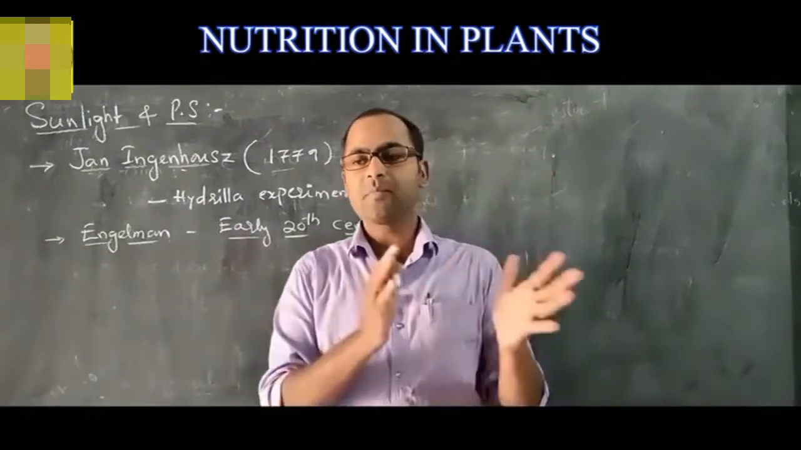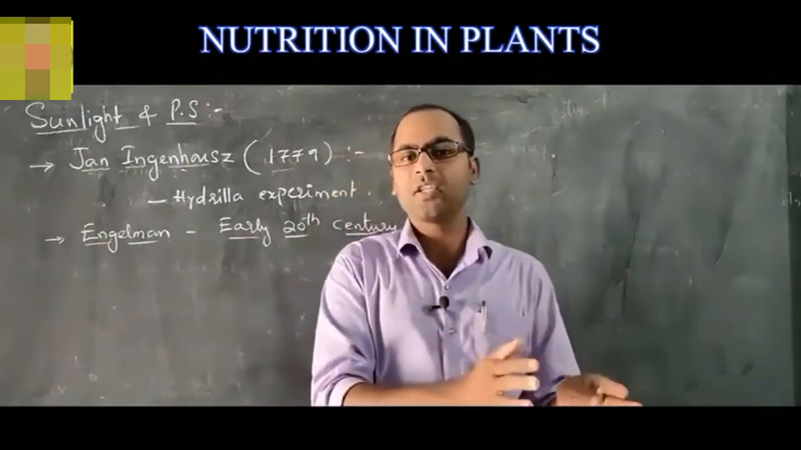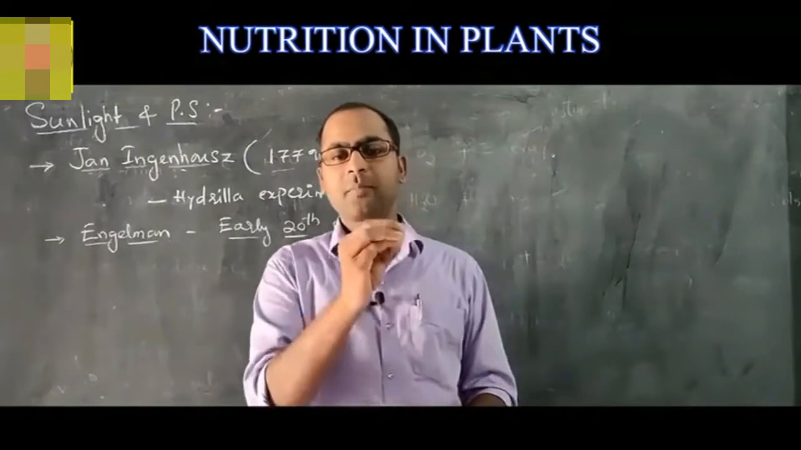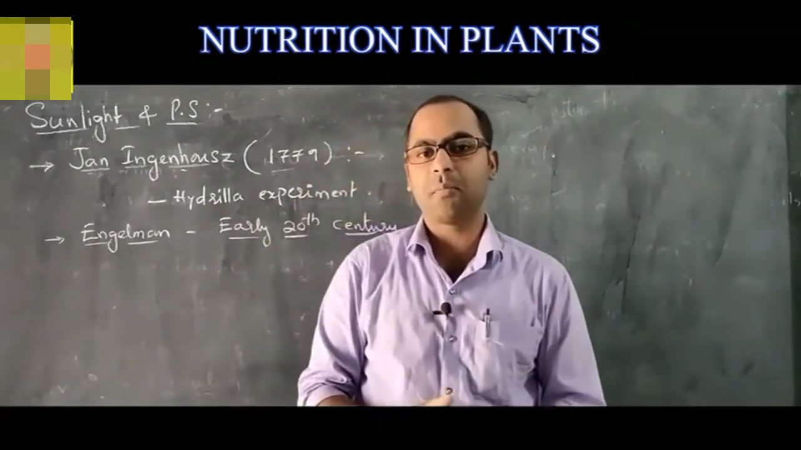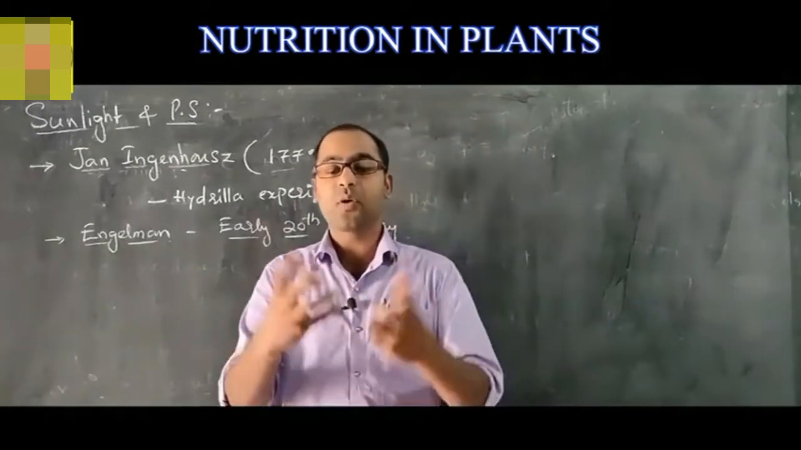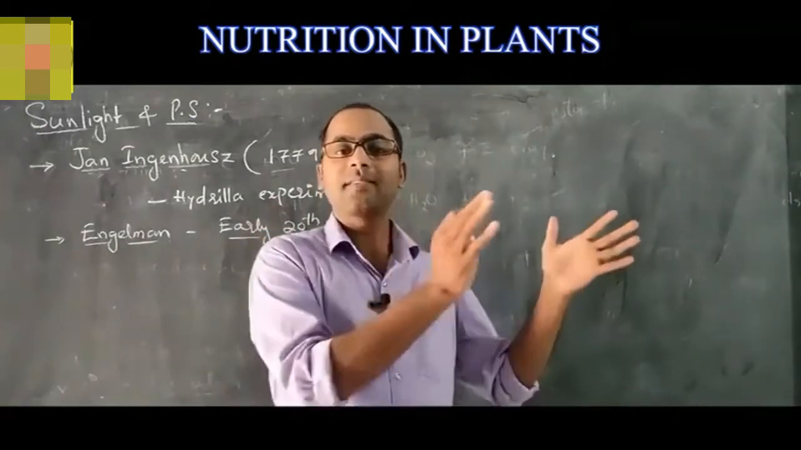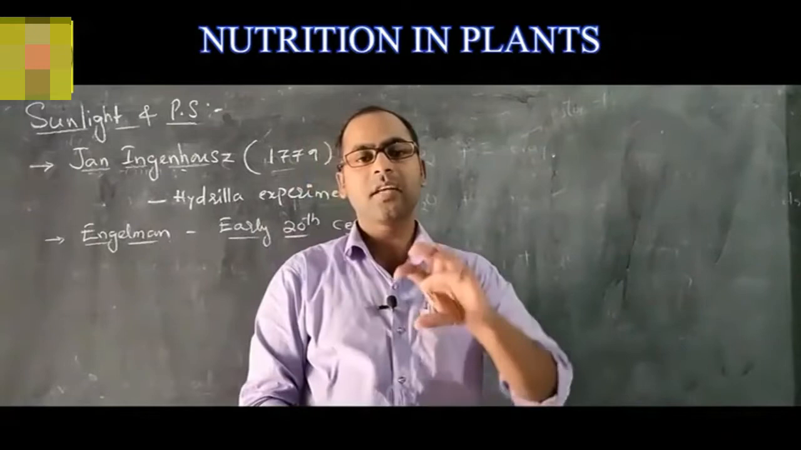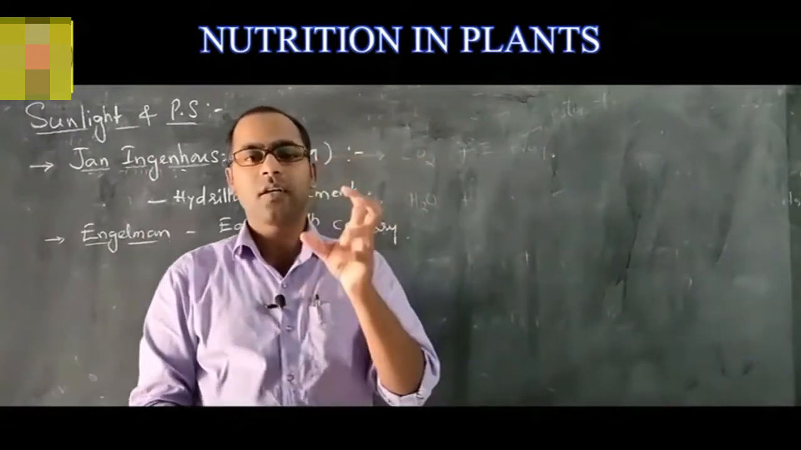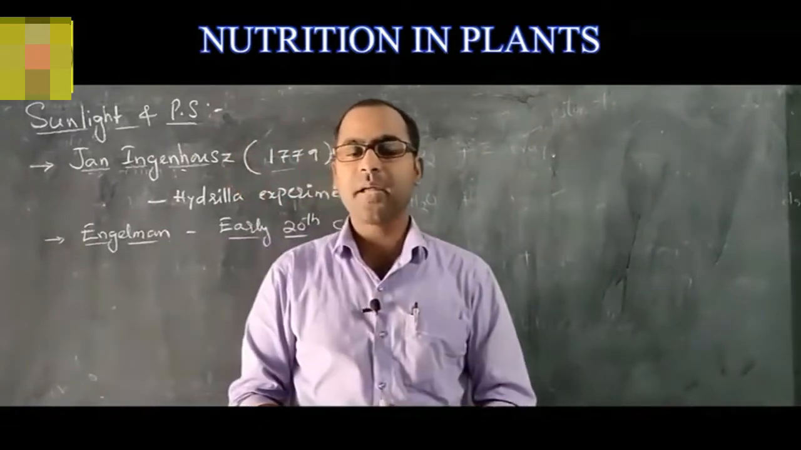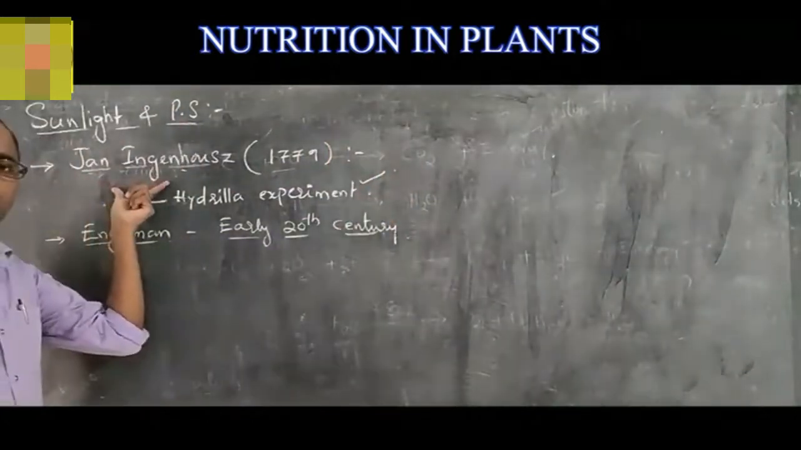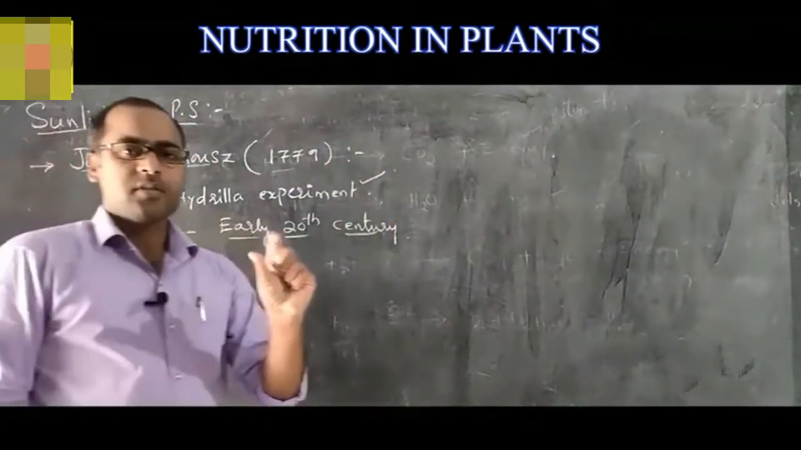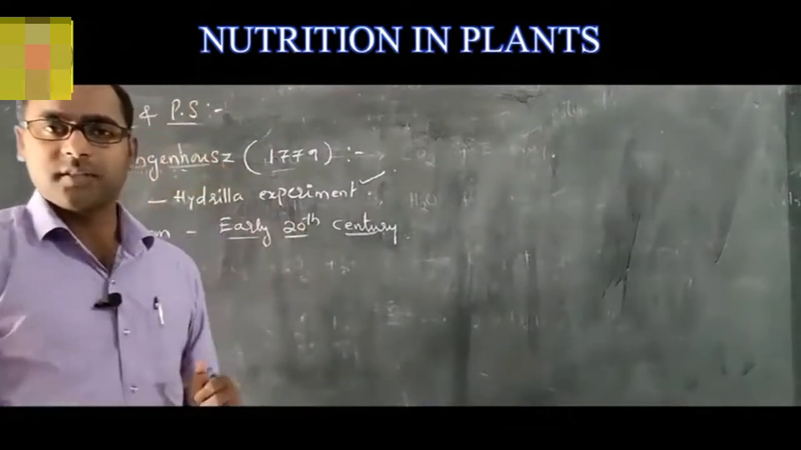In that, he observed that when the experimental setup was placed in sunlight, small colorless gas bubbles were released from the hydrilla plants. But when it was placed in a dark place, there was no release of gas bubbles from the hydrilla plant. From the hydrilla experiment, John Ingenhousz confirmed that sunlight is necessary for photosynthesis.